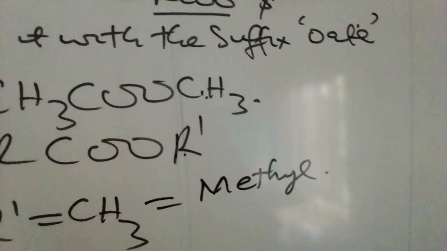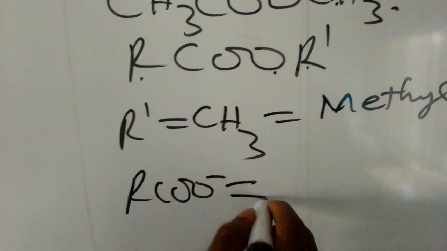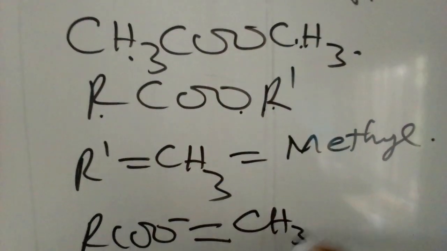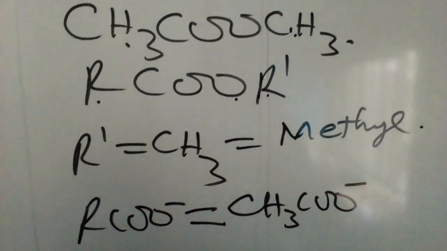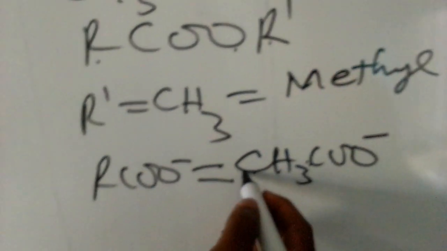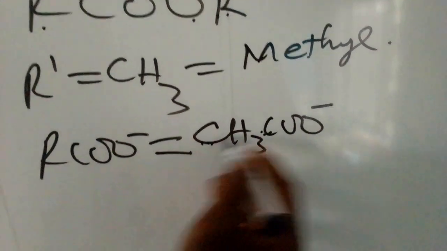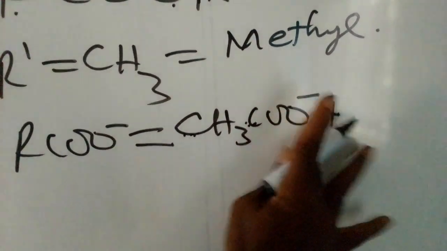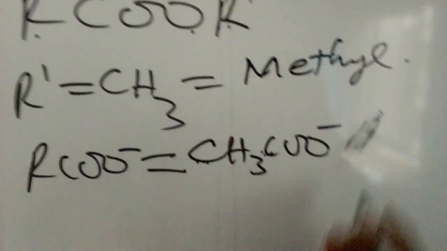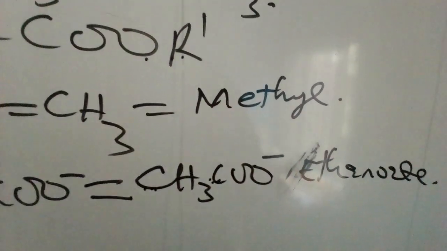The remaining group, the RCOO ion, will now be CH3COO negative. So if you count the carbon, there are 2 carbons. This is from ethanoic acid. If I should add hydrogen here, a complete acid is ethanoic acid. But remove the hydrogen, this is an ion. This is now called ethanoate ion. Ethanoate. So you join the two names, methyl ethanoate.